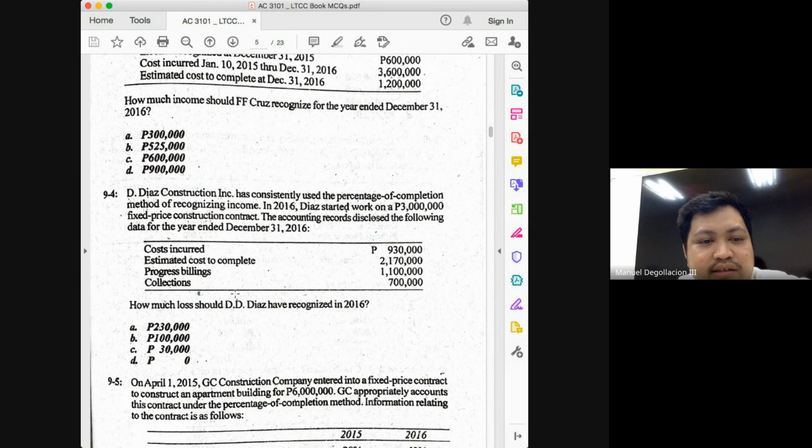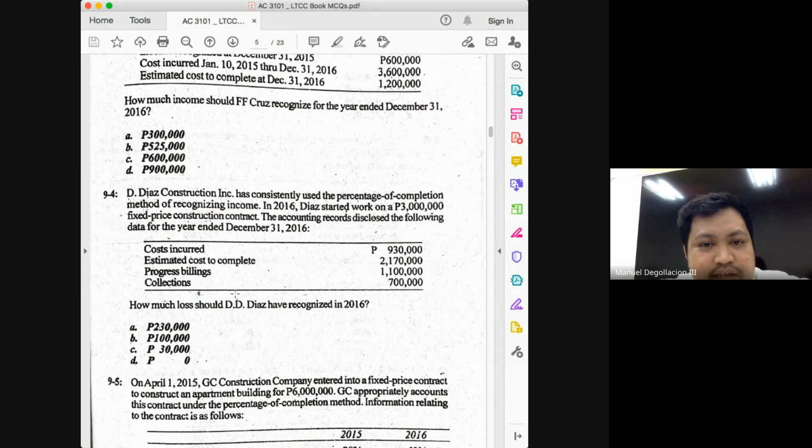Since the problem already tells us that there is a loss, class, this means we are expecting the cost to be greater than the contract price. How much then is the estimated total cost at completion, class, in 2016? Cost incurred of how much? 930, and then estimated cost to complete of 2,170,000. So our estimated cost at completion is 3,100,000, which is already greater than contract price. So we have an expected loss of 100,000.